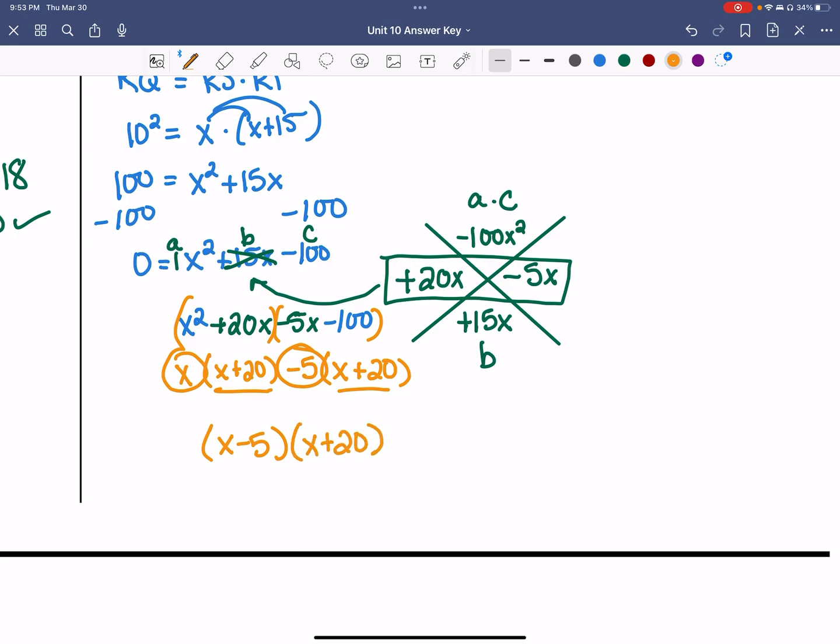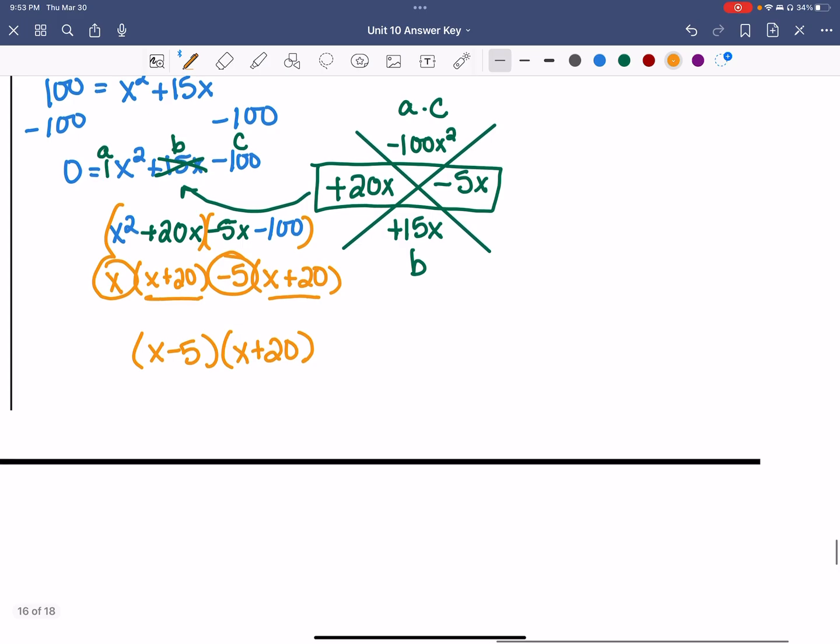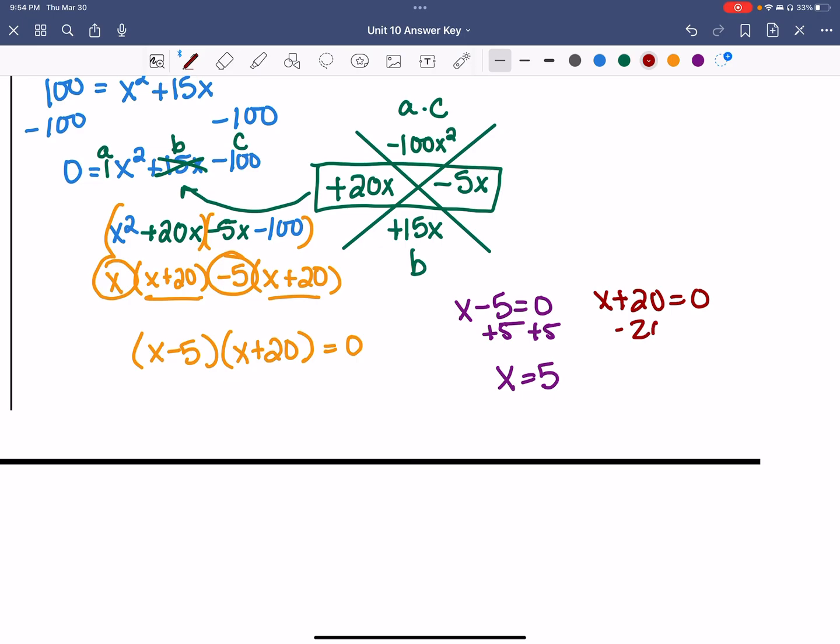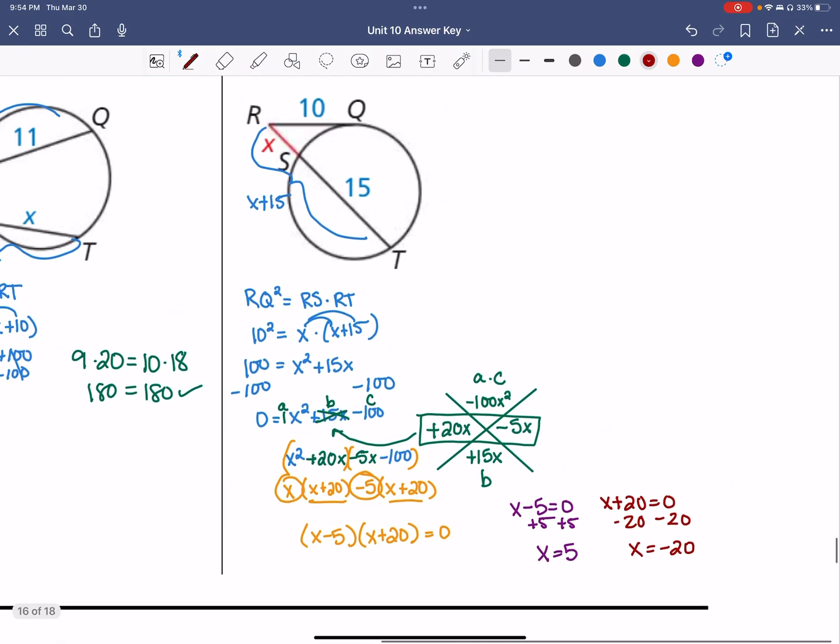So how I solve for my values of x here is I'm going to set each of these equal to 0. So I'm going to say x minus 5 is going to equal 0, and then x plus 20 is going to equal 0. If I look at the left equation here, I'm going to add 5 to both sides and I get x equals 5. Then if I look at the right one, I'm going to subtract 20 from both sides and I get x to equal negative 20. Now I have two possible answers here. However, I am only going to use one of them.